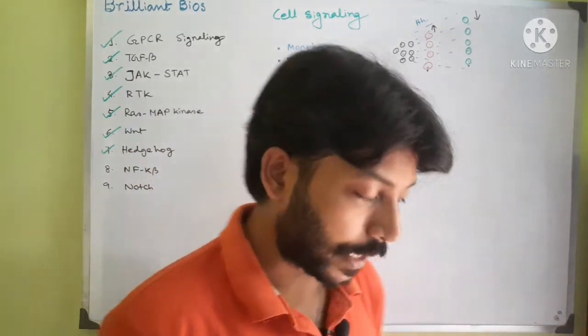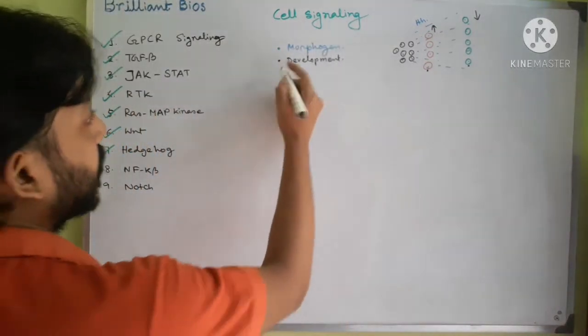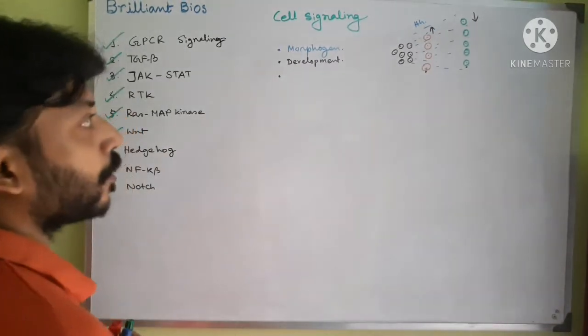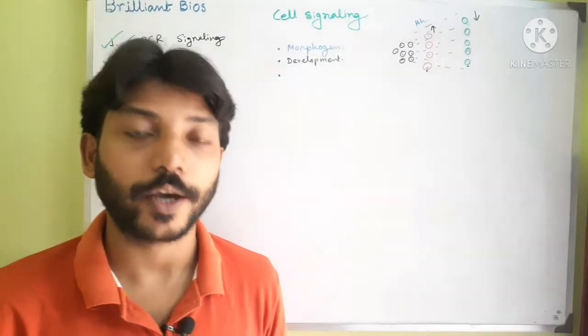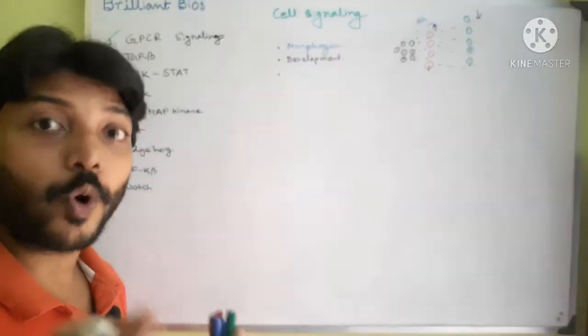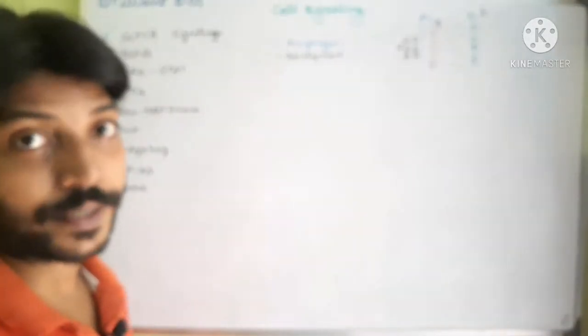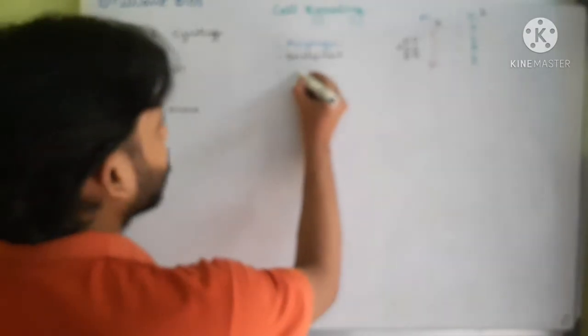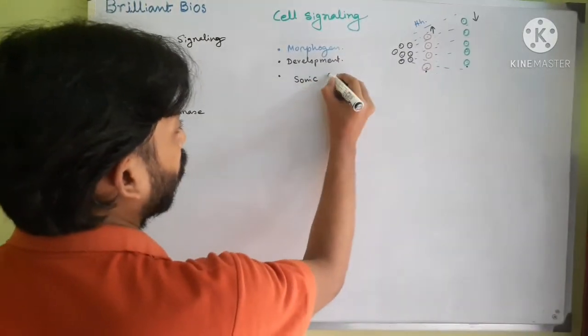Okay, now I will give you some examples of hedgehog proteins that are homologs of the Drosophila protein, because scientists have searched for this hedgehog protein in other organisms like vertebrates. They found at least three homologs present in all vertebrates. They call one sonic hedgehog.